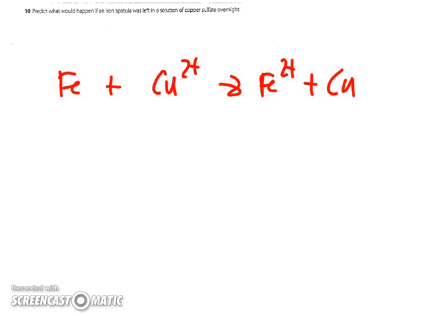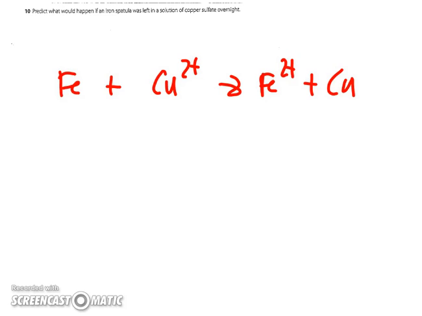And number 10 asks, what would happen if an iron spatula was left in a solution of copper sulfate overnight? So basically, it's asking if you have Fe and you have Cu2+, will this react or not? Well, iron is more reactive than copper. And so, yes, I will end up with iron ion and some copper metal.